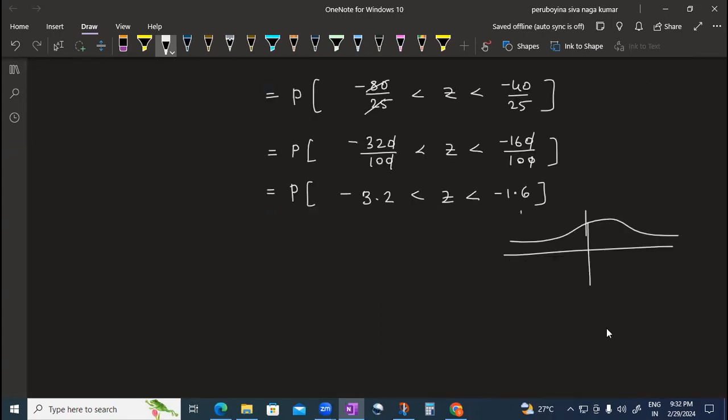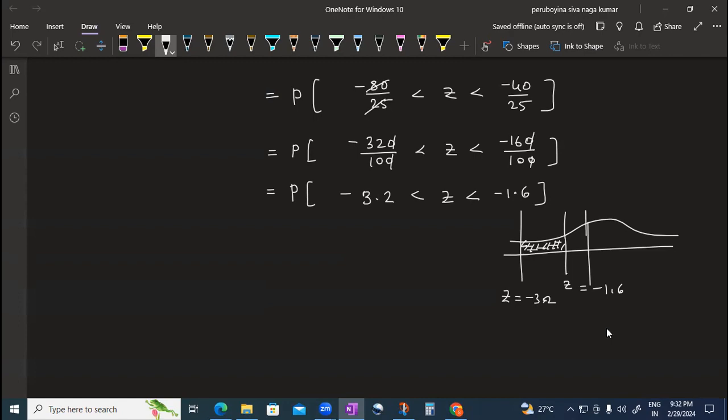For doing calculations better, I did this. Both values are negative values. Somewhere here write down Z is equal to minus 3.2. And one more value, Z is equal to minus 1.6. So between the values, you have to shade it. This line is the minus 3.2 line. This is the minus 1.6 line.